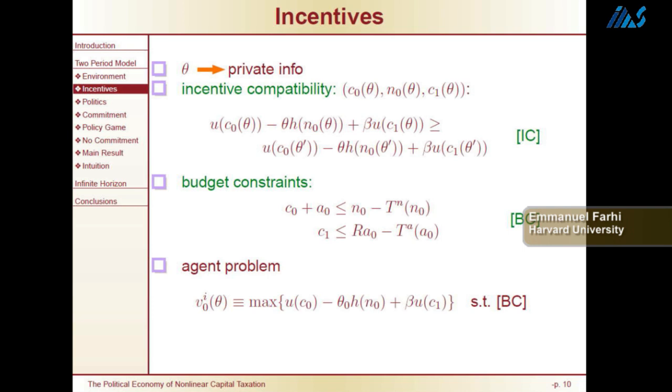And you'll see, the model is going to be a policy game. Basically, I could set up the policy game directly in terms of mechanisms and revelations, or in terms of voting on tax platforms. It doesn't make any difference, and I'll try to make an argument for that. If I have a decentralization like this, then the agent's problem is just to maximize his utility subject to these two budget constraints.